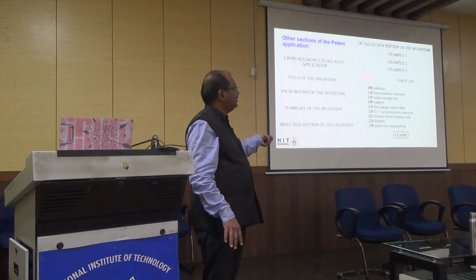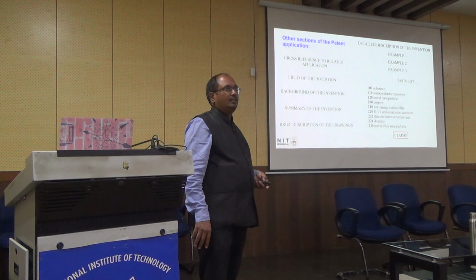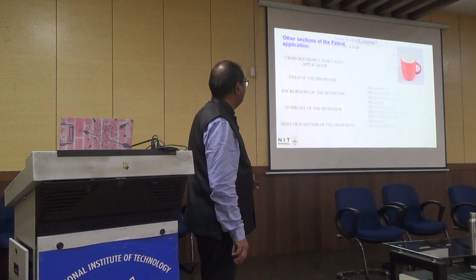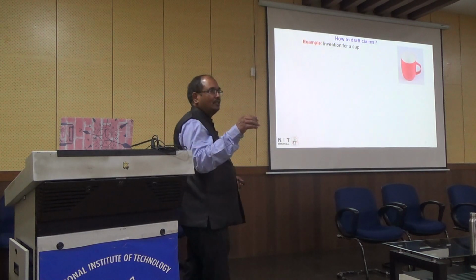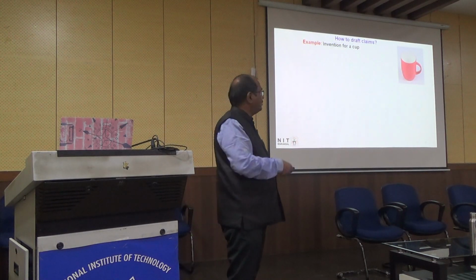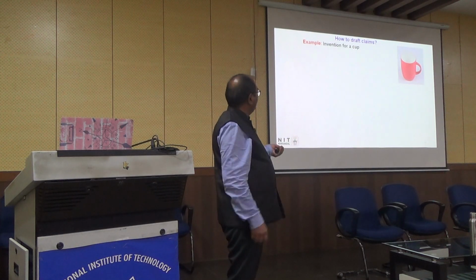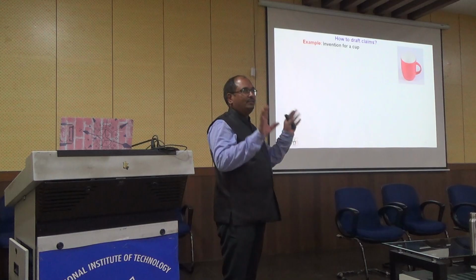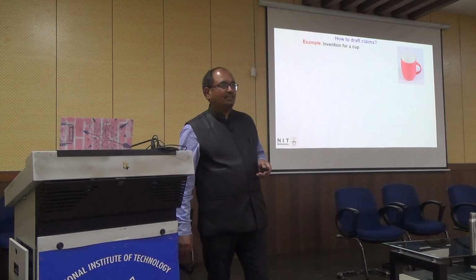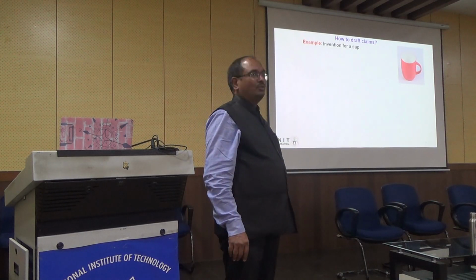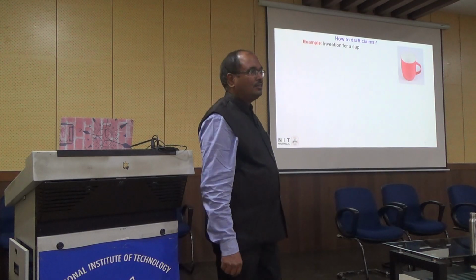Are like, it's only descriptive type of thing. So how to write claims? Before going to the writing of a claim, I'll show on this one. This is an invention of a cup, one of the patents, let us say. There is a cup like this. So what is the claim you can write for this?